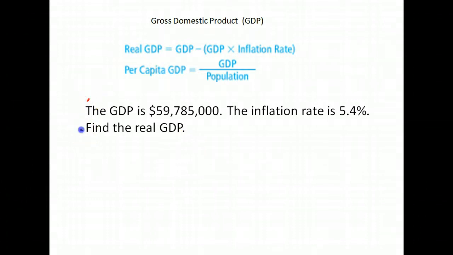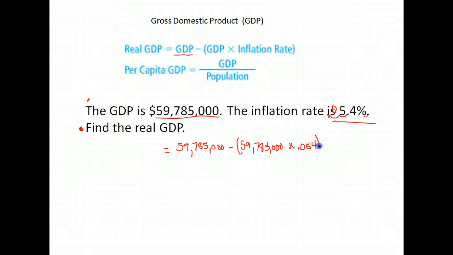Okay, again, on this question, we're asked to find the real GDP. They give us a GDP of about 59 million. They give us an inflation rate of 5.4%. So we change our percent to a decimal, moving it 2 places to the left. Then we put our numbers into the formula. So again, to find the real GDP, it says you take the GDP, 59,785,000, minus the GDP, so once again, 59,785,000, times our inflation rate, which was 0.054.